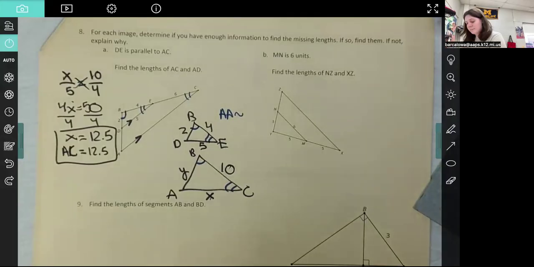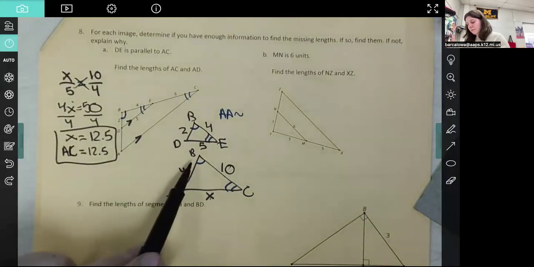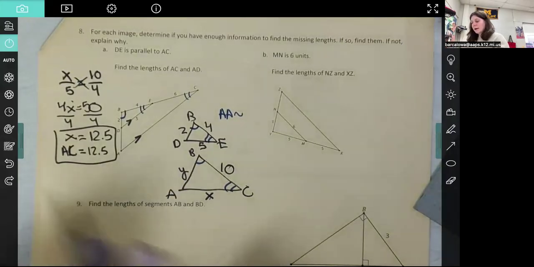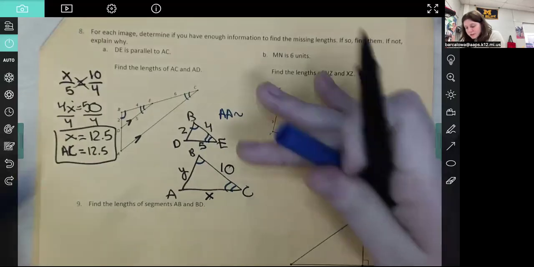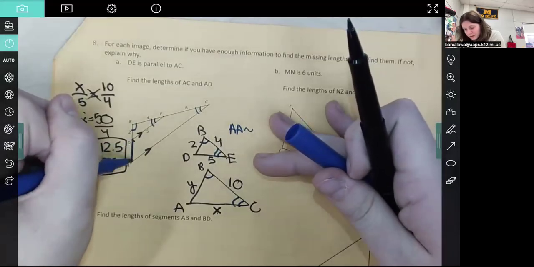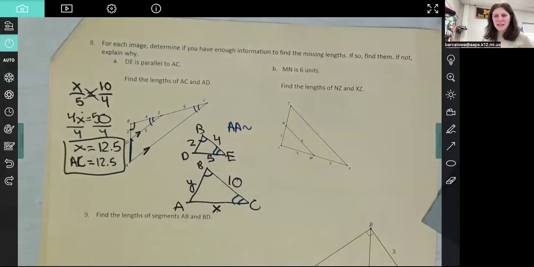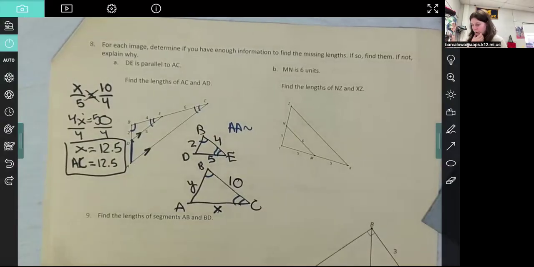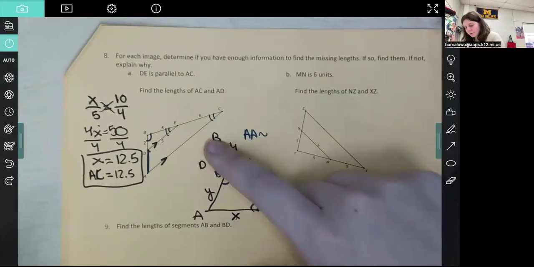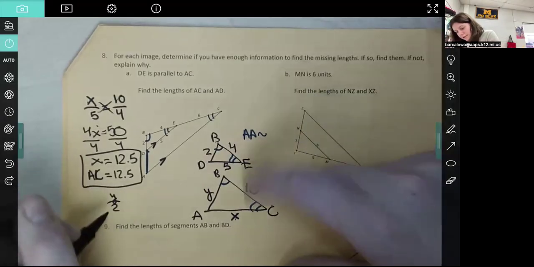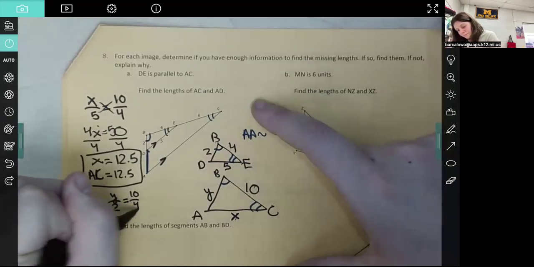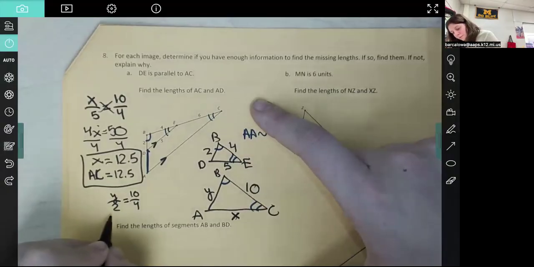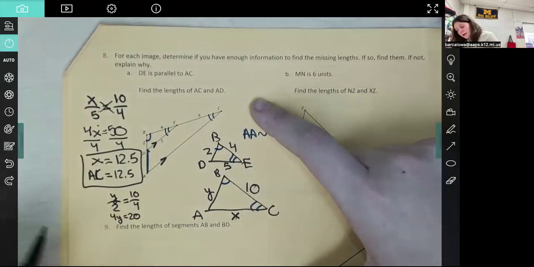All right, let's see. Now I need to find Y. They're asking me about AD, which is this weird length. That's not like a whole side of a triangle, right? So let's find Y because then that'll help me find just that part. Y goes with 2 and 10 goes with 4. Same thing, solve. I get 4Y equals 20. So then Y is 5.